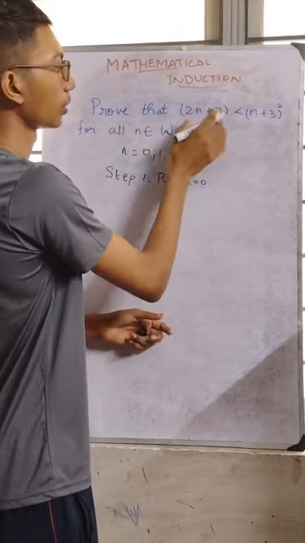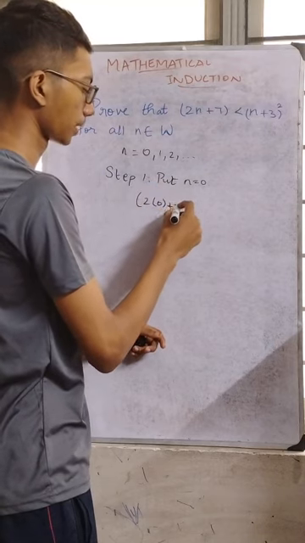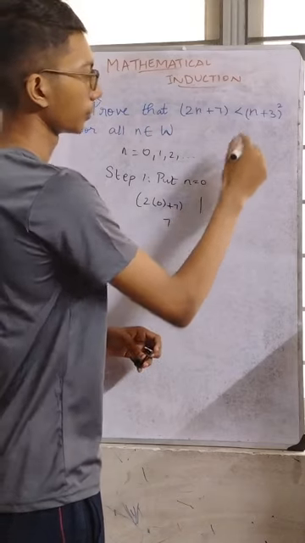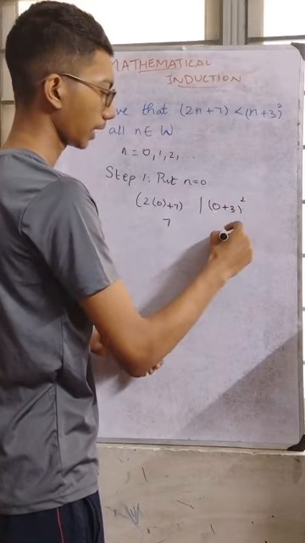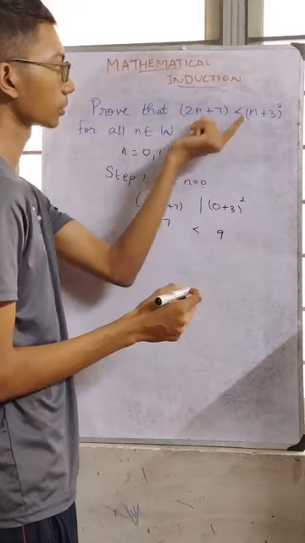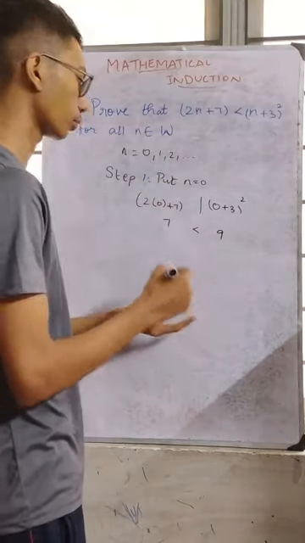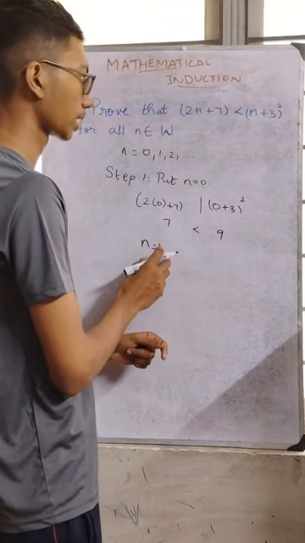If you put n equal to 0 here, we get 2 times 0 plus 7, so this will be 7. And here it will be (0 plus 3) the whole square, which would be 9. So 7 is less than 9. So the expression is true for n equal to 0. We can also prove for n equal to 1, just to be safe.